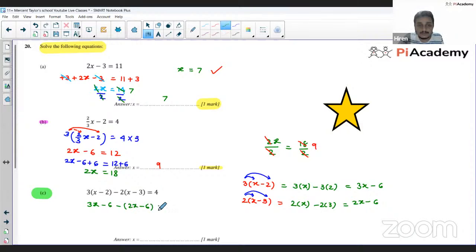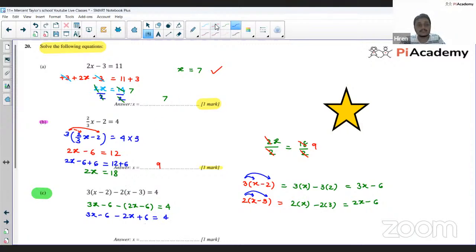But once the bracket opens, you will see the phenomenal change over there. 3x minus 6 as it is. Now this minus sign, then the bracket is getting opened. So once the bracket gets opened and outside is the minus sign, all the terms will change the sign. So this is going to be minus 2x and this minus 6 will become plus 6. So this is the thing you need to solve, okay?